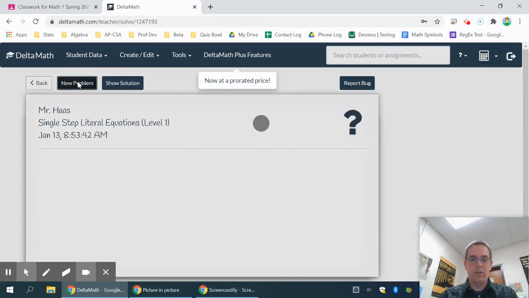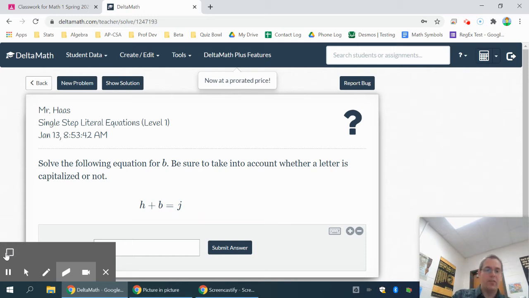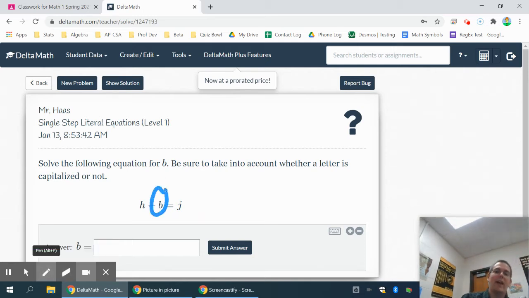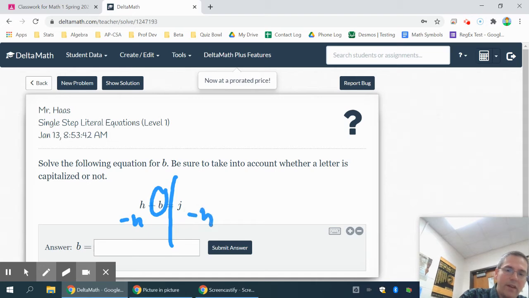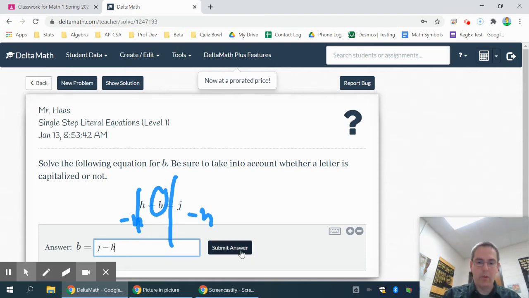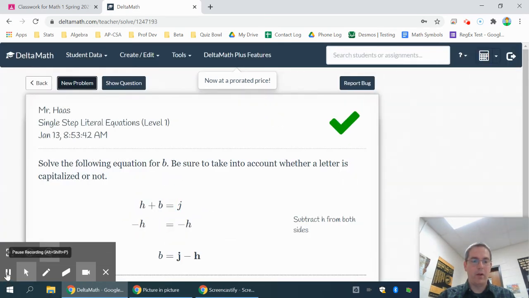Let's see if we can do another one. Okay, this one, I've got to solve for B. In this case, the B is not being multiplied. It has an H being added to it. So the way to get rid of the H is by subtracting H from both sides, once from this side and once from that side. So your answer should be that B is equal to J minus H. This gives you the idea of how some of these problems are going to work. We're going to go ahead and look at another type of problem as well.